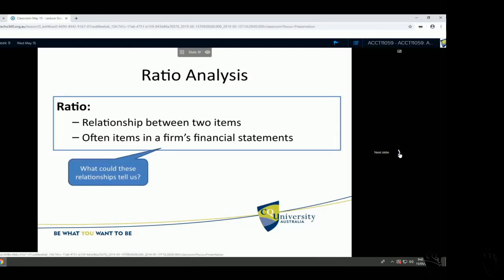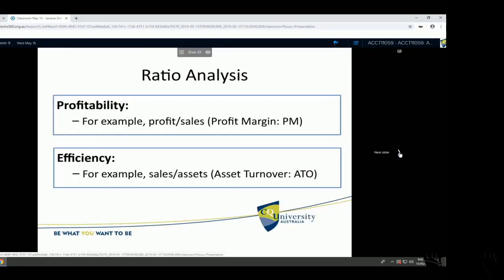So what could these relationships tell us? And why can they tell us something that we mightn't otherwise be able to see? Let's have a look at profitability. It's one area that we're interested in. If we're an equity investor in a firm, we are interested in profitability. And for example, we can look at profit margins, profit to sales, the relationship of how much profit we're making to sales. For example, let's say your business makes $350 million profit, and my business, Ramen Healthcare, also makes $350 million profit.